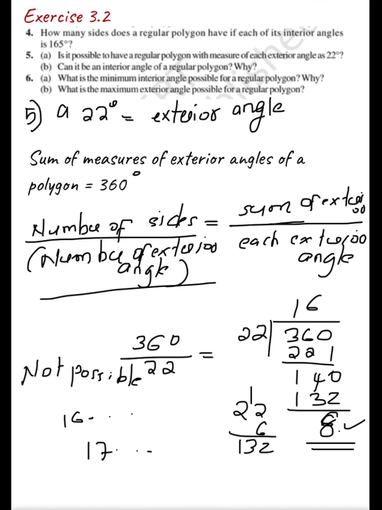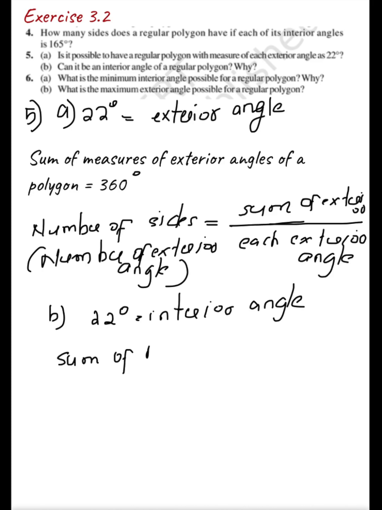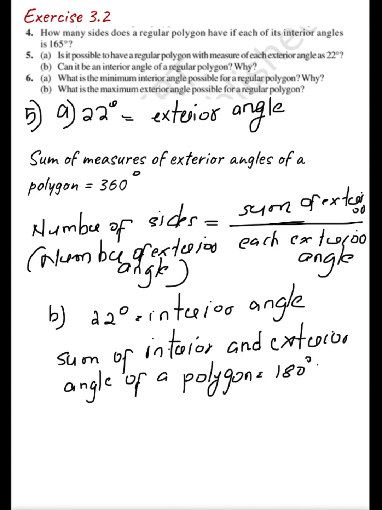What is the B part of this question? Can it be an interior angle of a regular polygon? In the first question it was given that 22 degree is the exterior angle. So B is, is it possible if 22 degree is the interior angle? If 22 degree is the interior angle, then is it possible? So you know that the sum of interior angle and exterior angle is what? 180 degree. The sum of interior and exterior angle of a polygon is equal to 180 degree.